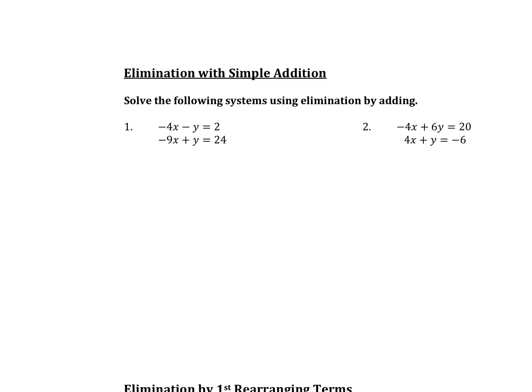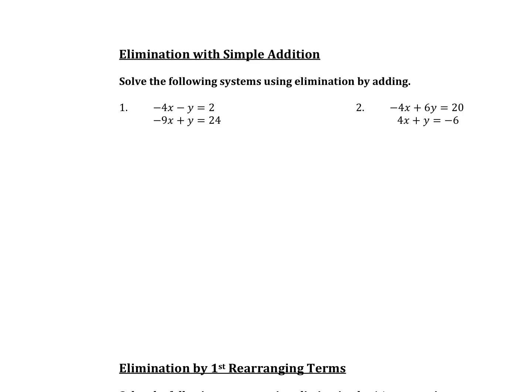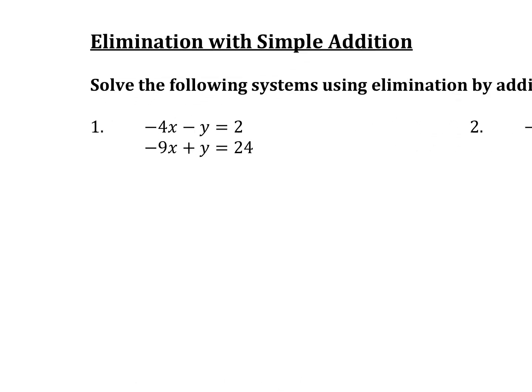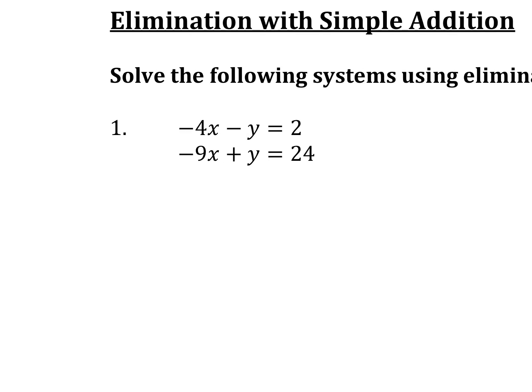All right, so now we're going to scaffold here. We're going to build up to some harder problems. We'll see how we do. So let's do number 1 first. We have negative 4x minus y equals 2, and negative 9x plus y equals 24. First things first, is everything all lined up nicely? It is. We have x over x, y over y, constant over constant.